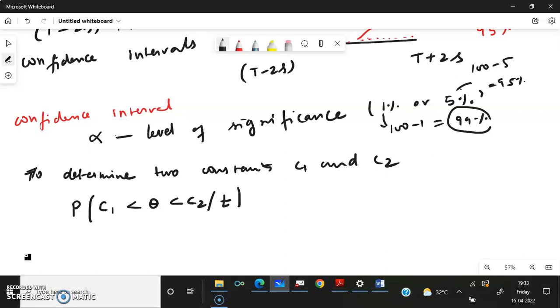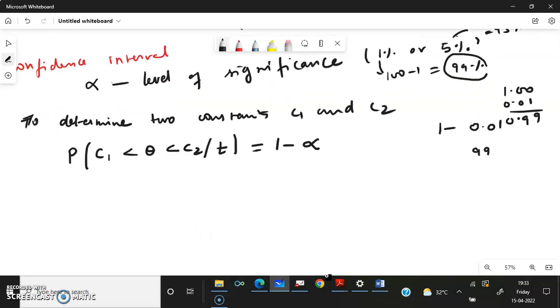That is, given T, the probability is nothing but 1 minus alpha. If you take alpha as 1%, for example, it will be 1 minus 0.01, that is 0.99, that is 99% confidence interval. That is what we use to call the 99% confidence interval. 1 minus alpha is nothing but the confidence interval, and alpha is the level of significance. I hope you understood something, right?